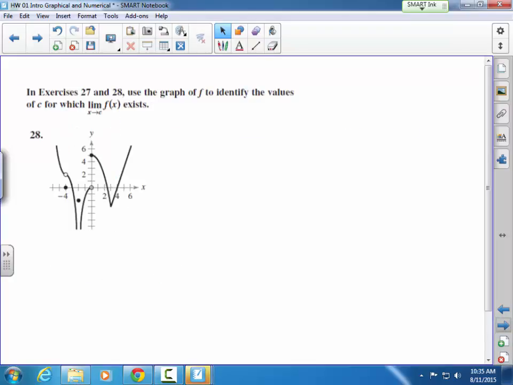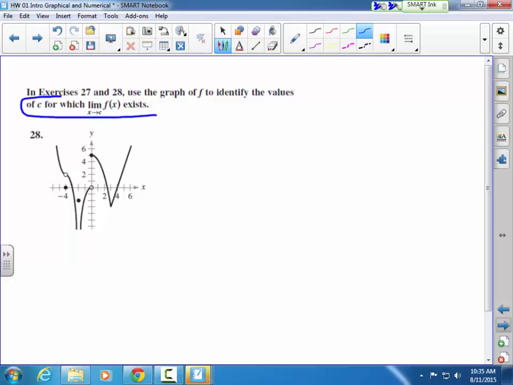One question that was asked here by a few people, and I just want to clarify, says, using the graph of f, identify the values of c for which the limit exists. For which the limit exists. Now, another way to ask that question is, where does the limit not exist?